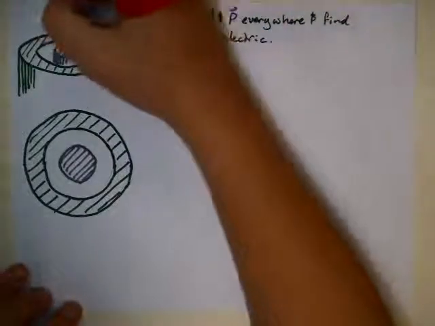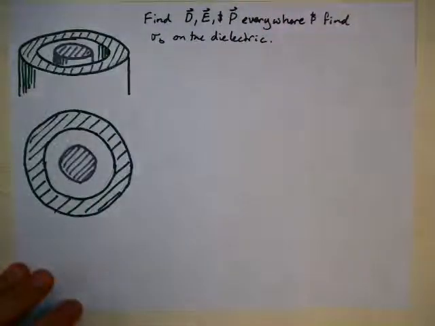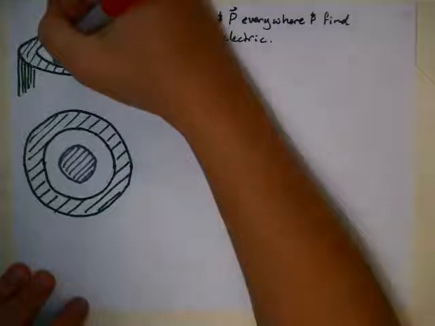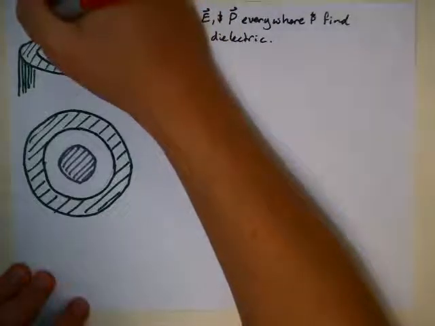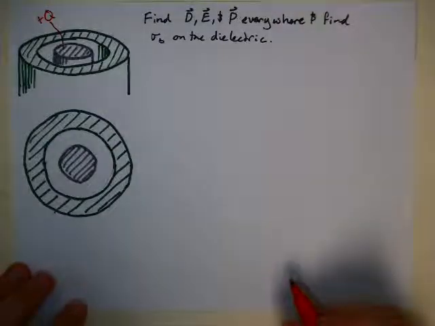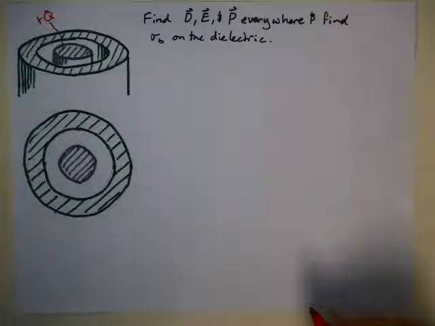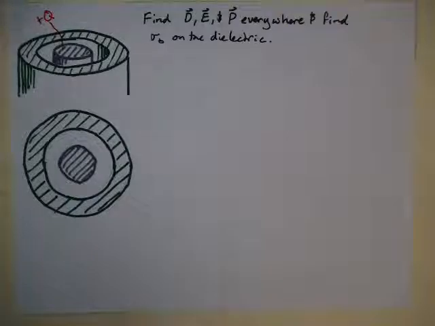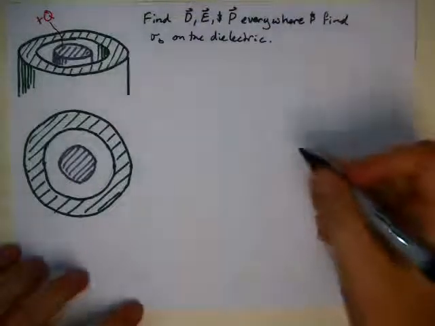Because we only care about free charge here, I want to think about putting a positive capital Q charge onto the conductor. This positive capital Q is all of the free charge that we have in the system. And so we are going to use the macroscopic Maxwell's equation to find the displacement field everywhere.